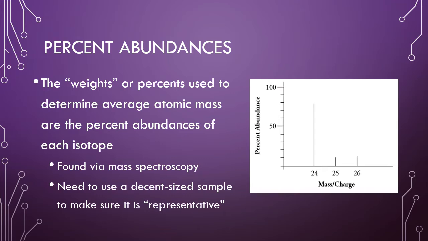The weights or percents that are used in order to determine average atomic mass are the percent abundances for the isotope. Basically, it is how frequently is that isotope found in nature for that element. The percent abundance is experimentally determined via a technique called mass spectroscopy. An example of the graph that is produced, a mass spectrum, is shown here on the right, where the mass to charge ratio is on the x-axis and the percent abundance is on the y.